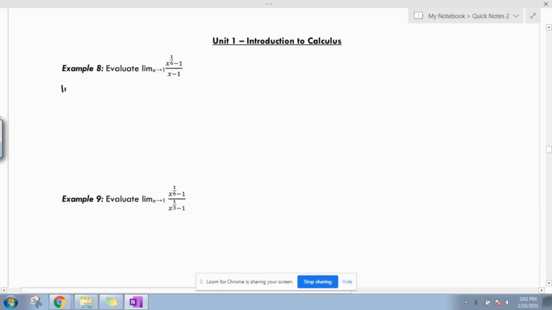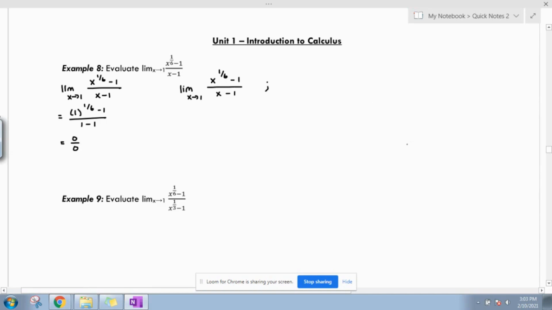So I'm going to do the limit as x approaches 1 for x to the exponent 1/6 minus 1, all over x minus 1. If I do direct substitution, this is what you're going to get, and if you simplify, you end up getting 0 over 0. So it did give me an indeterminate form. Now I need to think about doing a change of variable here, because I see that fractional exponent. So I'm going to write down my limit first: the limit as x approaches 1 for x to the exponent 1/6 minus 1, all over x minus 1.